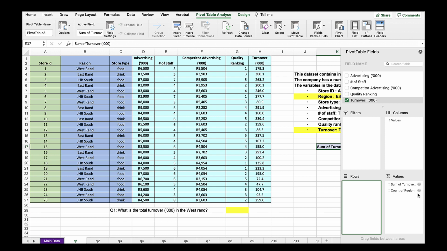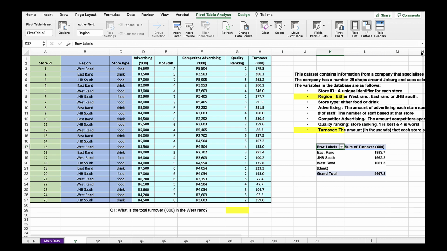That's not what I want. I want to see the region over here. And if I click on this, it's giving me the rows, which is telling me the different areas and the sum of the turnover. And we're looking at what is the total turnover in the West Rand. There's my West Rand, there's my sum of turnover. So it's already giving me that.